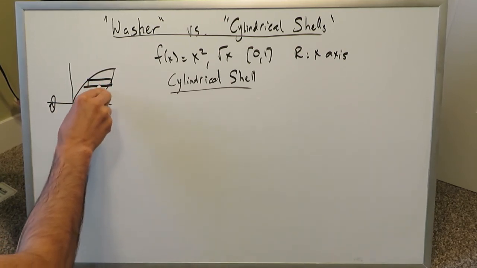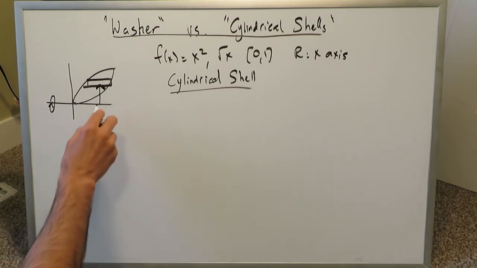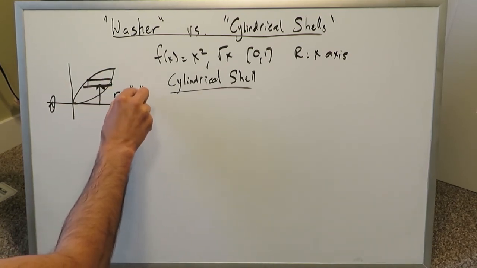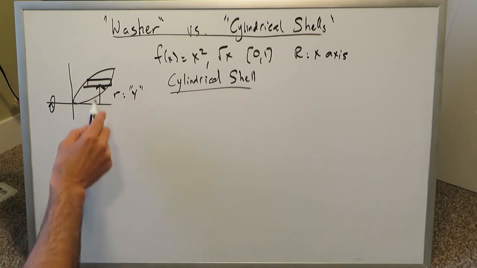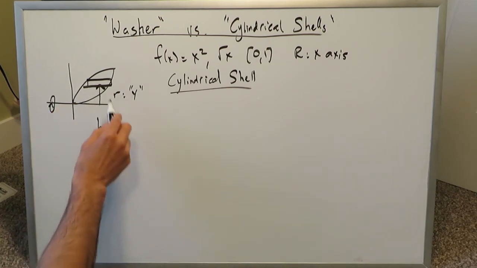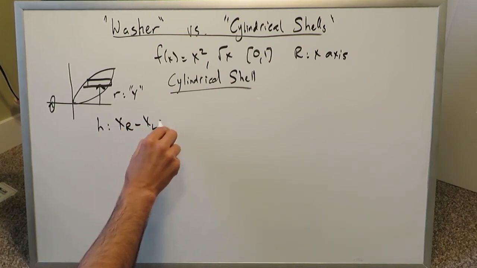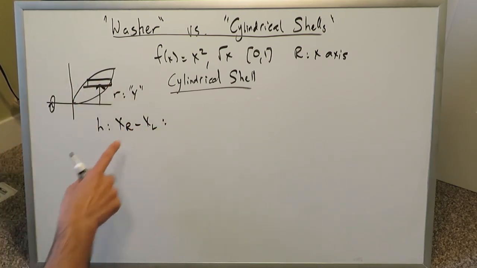I would look across in a perpendicular manner to determine my radius, and since I'm moving upwards, my radius here must be y values. When I'm looking at the extent of this rectangle, I need to determine its height, and I have a right boundary curve and a left boundary curve. The difference of those two ends will give me my height.